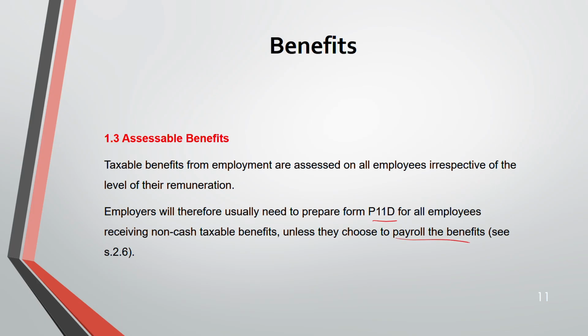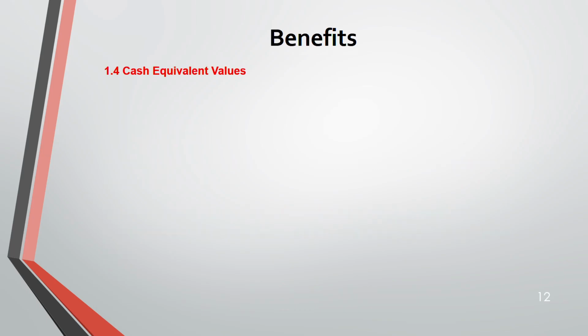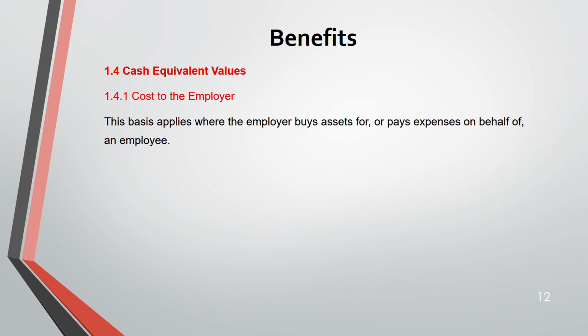Payrolling the benefit means you are converting the benefits to cash. We'll cover this in section 2.6. Now, cash equivalent values. There are three ways. First is we'll see what is the cost to the employer. Let's say an employer is buying an asset. So at what cost is the employer buying that asset?